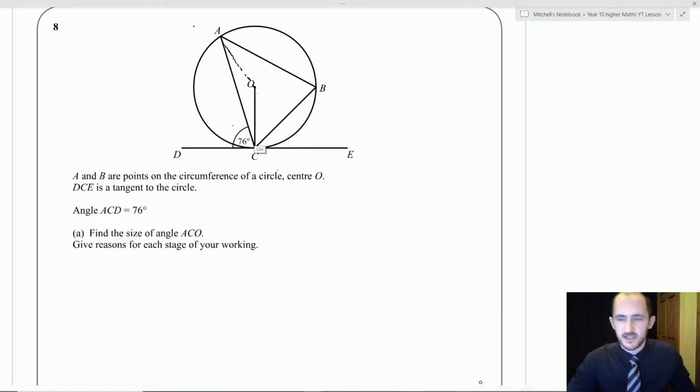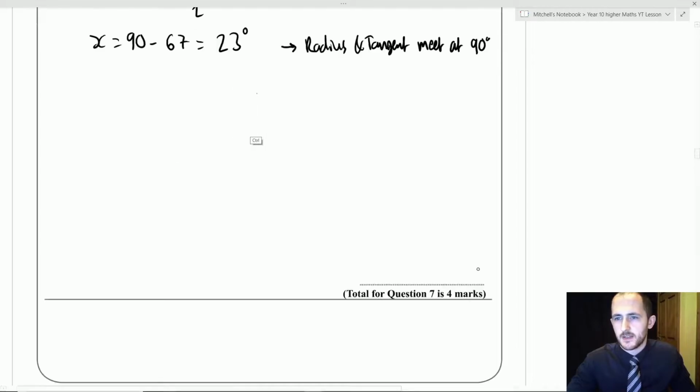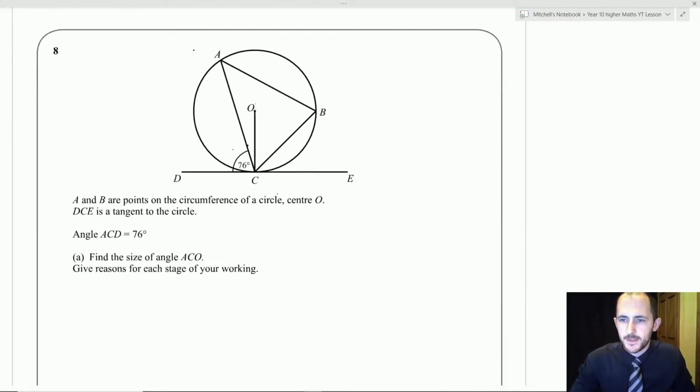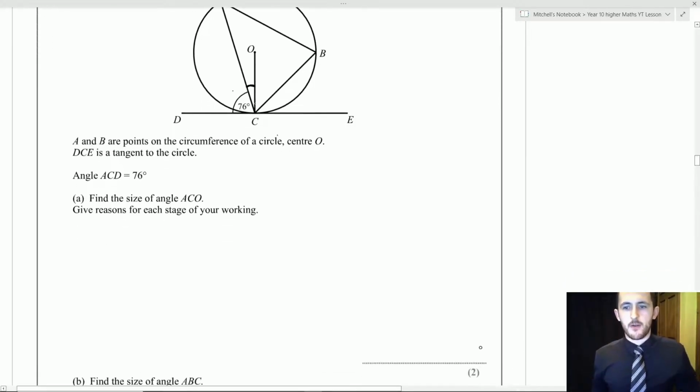Actually, I probably didn't really need to do that. Not yet, anyway. Whoops. That was a disaster. We're looking for this angle here. Okay. Now, this one is very similar to the other one.